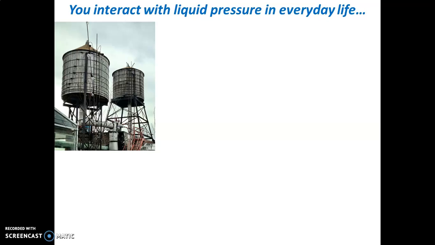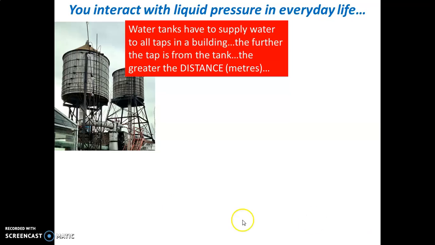So, let's think about this idea of how we interact with fluid pressure, or liquid pressure specifically, in everyday life. You may not even be aware of it, but let's have a look at it. So, first things first, water tanks. Water tanks have to supply water to all taps in a building. Now, the further the tap itself is from the water tanks themselves, the greater the distance in meters, or height, in this case, vertically speaking, the greater the distance the water must travel to get to those taps.